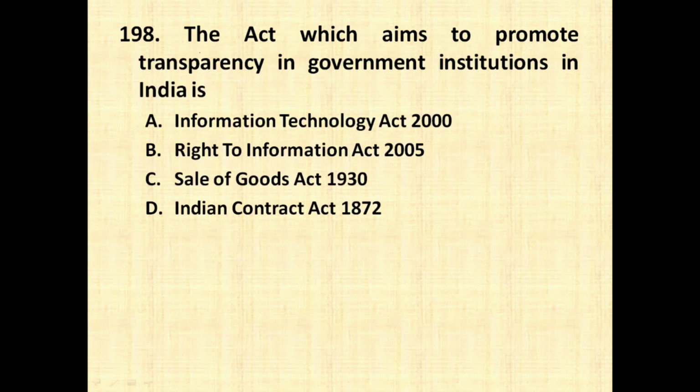The act which aims to promote transparency in government institutions in India is the Information Technology Act? No. Right to Information Act 2005? Yes. The Right to Information Act, or RTI Act of 2005, has been brought in order to promote transparency in government institutions in India. If you have to find out any information, you can make use of this RTI Act and get the information from the institutions.